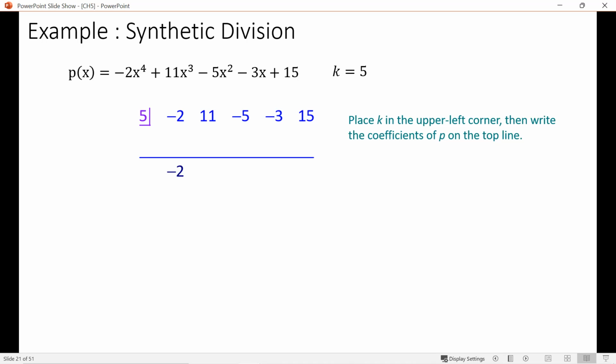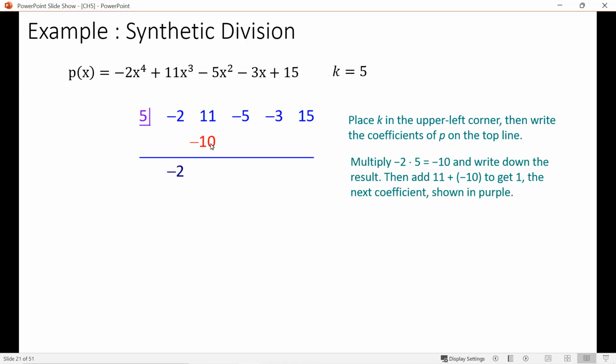All right, and then we do the first step. We just drop that leading coefficient to the very bottom line. And then we say, what is 5 times negative 2? It's going to be negative 10. And so we'll put the negative 10 there. Okay.